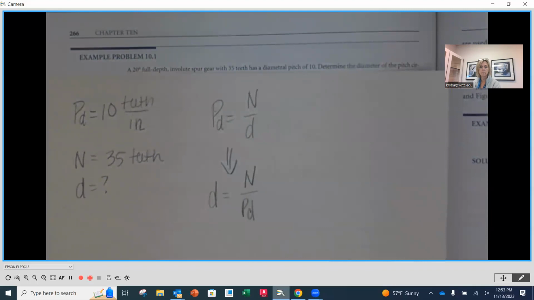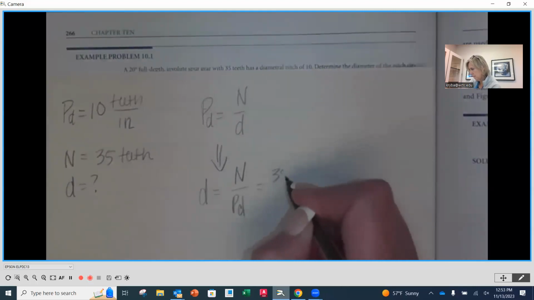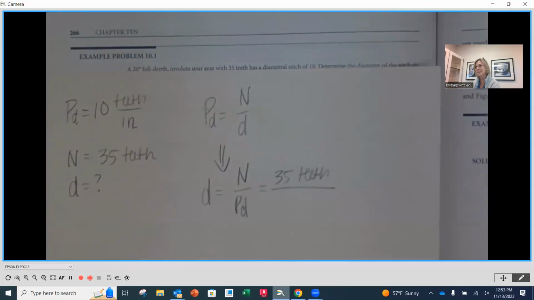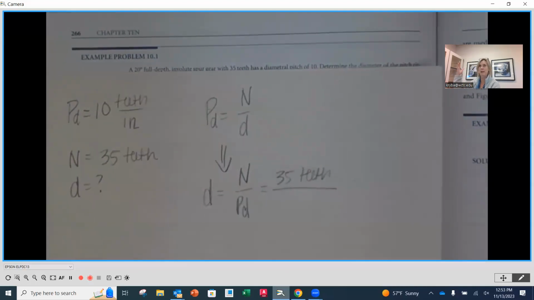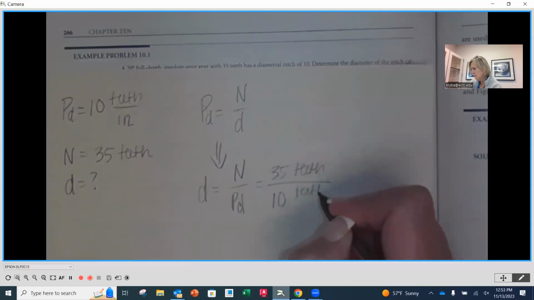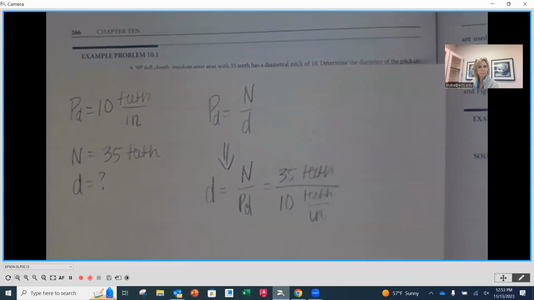Okay. So now we're going to plug and chug. If we know that our number of teeth is 35, we're going to put teeth in back of it. You have to put your units in. I know the book doesn't do it, and then the units magically appear. No, I want you to cancel them out and be sure that you're getting the correct units. And then our diametral pitch is going to be 10, and we have to remember that this is teeth per inch.